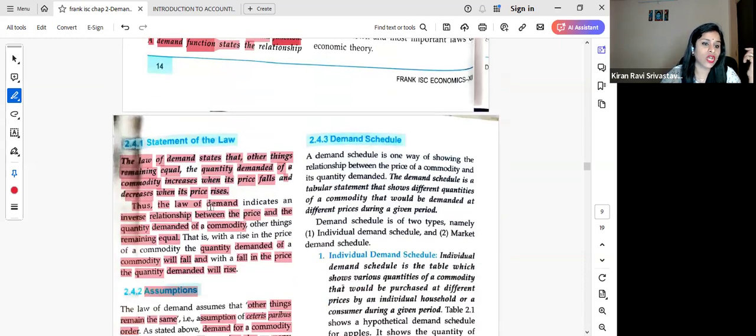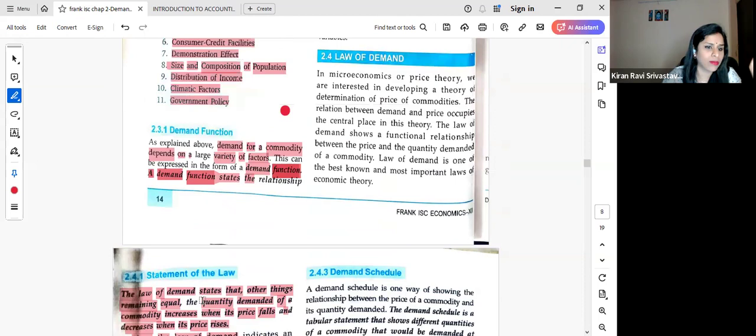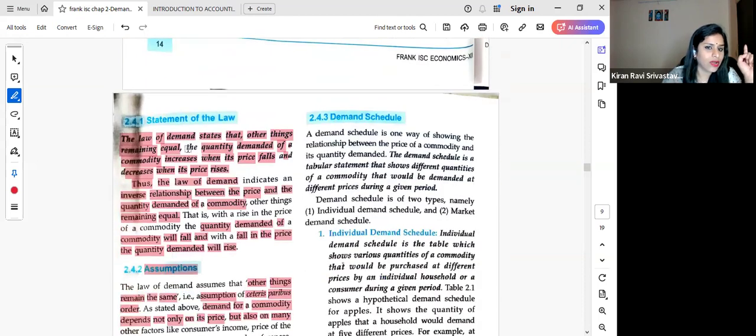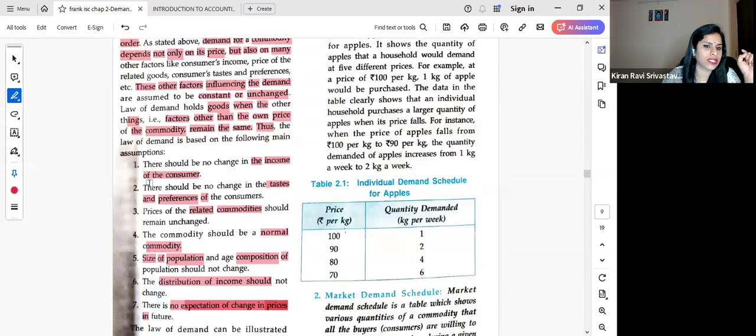your answer. When you are being asked what is the law of demand, you have to write the statement of law and assumptions also when it is a 6 marks question. When it is only a 1 mark question, then you will only define it and leave. You have to write the statement of law for a 1 mark or 2 mark question. But when it is 6 marks, you will write the assumptions also, and all the 6 points you will write.